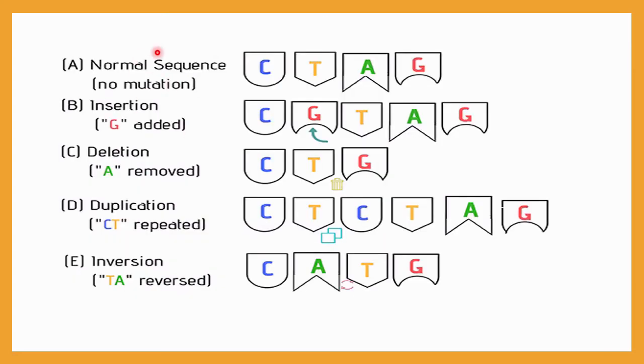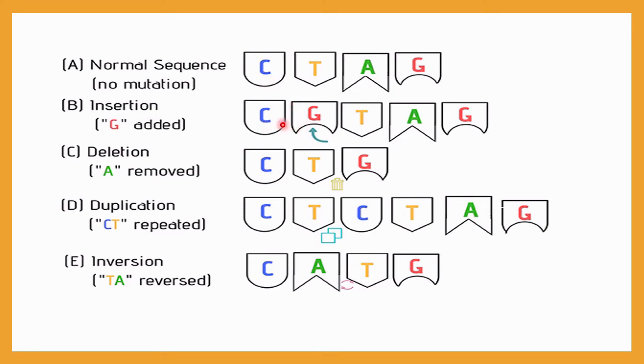So let me discuss by using this diagram. Further, let's revise. Here the normal sequence is C, T, A, G, right? What happened here? Insertion of a G. In the normal one, and here you can see the insertion occurs in between C and T. There is an insertion of a G.